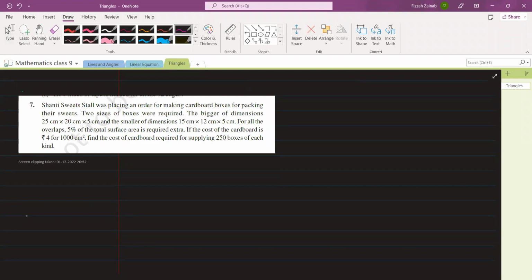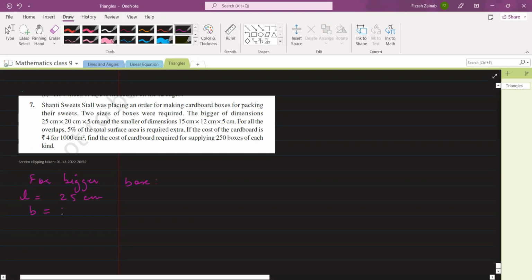Now, Shanti Sweets stall was placing an order for making cardboard boxes for packing their sweets. Two sizes of boxes were required. Some dimensions are given, so we can just note for the bigger box: length is 25 centimeter, breadth is 20 centimeter, and height is 5 centimeter.